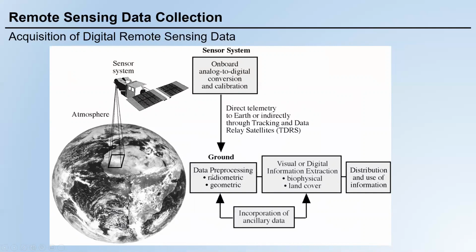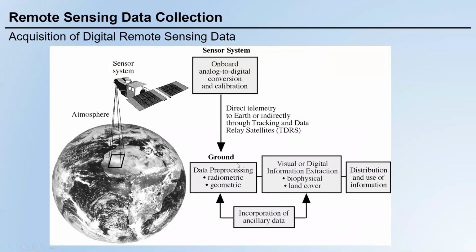Usually today the sensor system is digital, but if you are having an analog camera in your sensor system, there could be an onboard analog to digital conversion and calibration system, or tools, or instruments. And then the digital data will be delivered to the ground, a satellite station. And on the ground, we can do data pre-processing before delivering data sets to our users: radiometric calibration, geometric calibration, and then visual or digital information extraction. For example, we want to do classification to get different land cover types covered by this image, and maybe biophysical composition of the area of interest.